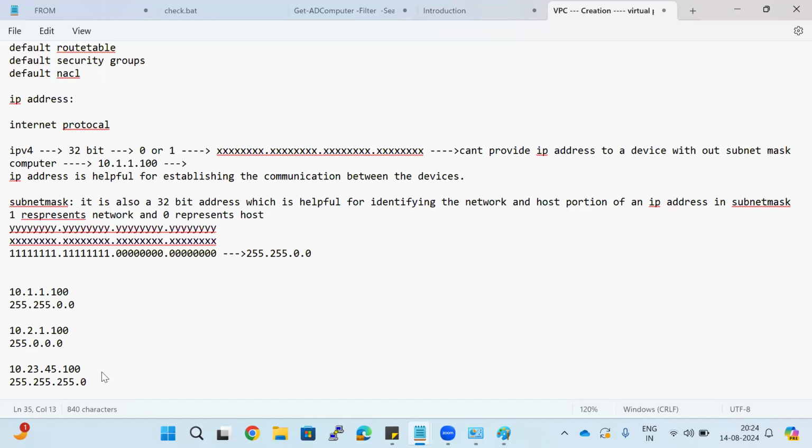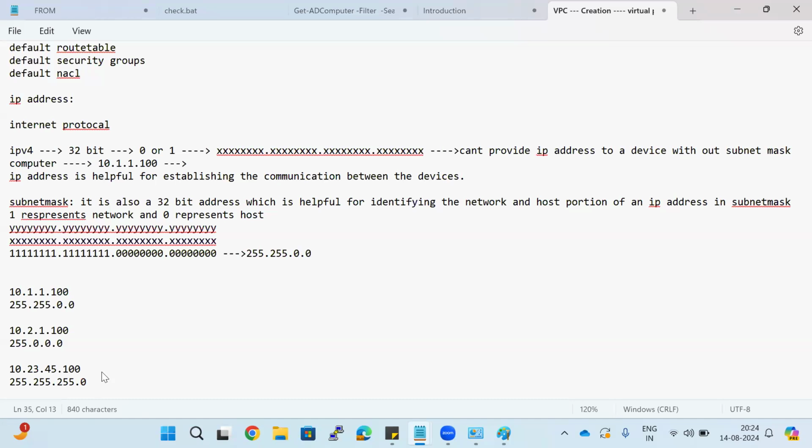Okay. Whatever the 255 is there, this is a decimal number, right? So if you convert this decimal number into the binary format, what are you going to get? In this octet, you will get all ones. So if all ones are there in the subnet mask, what is it going to represent? One represents the network.